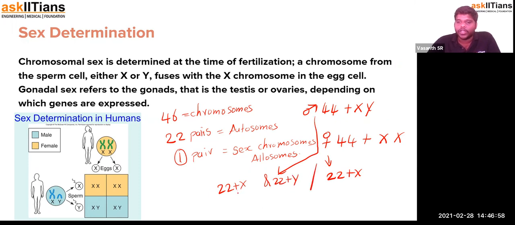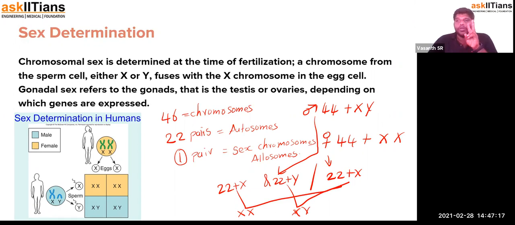So in this case, when the X fuses with X, it is a girl child. When the X fuses with a Y, it is a boy child. So which organism determines the sex of the individual? It is actually the male who has both X and Y chromosome.